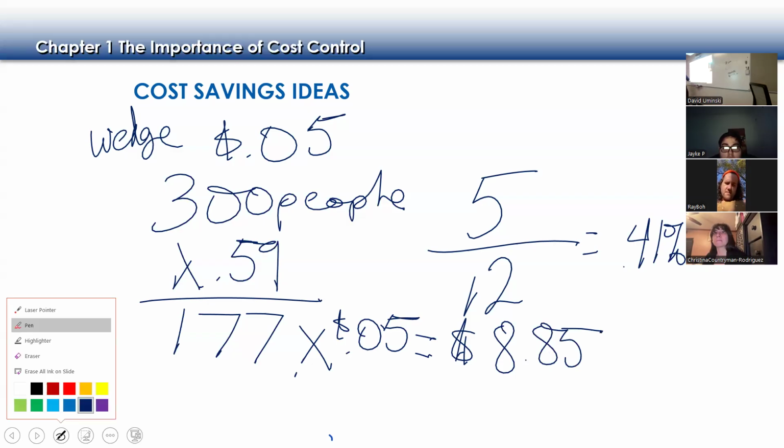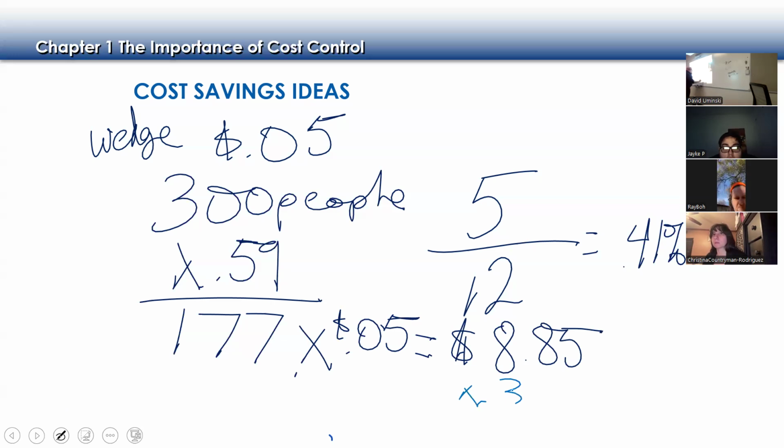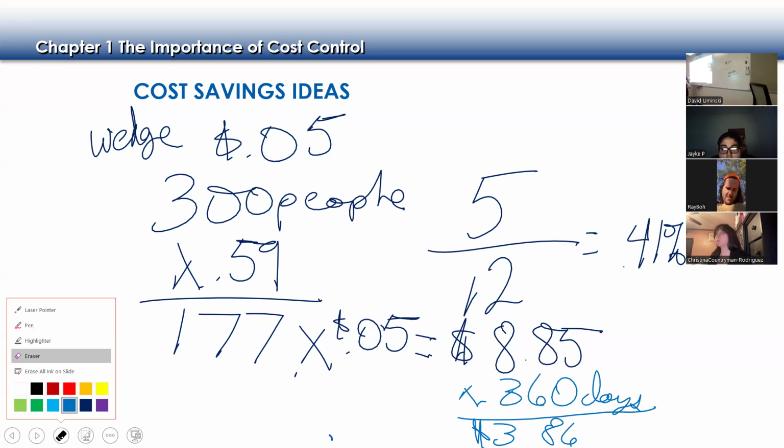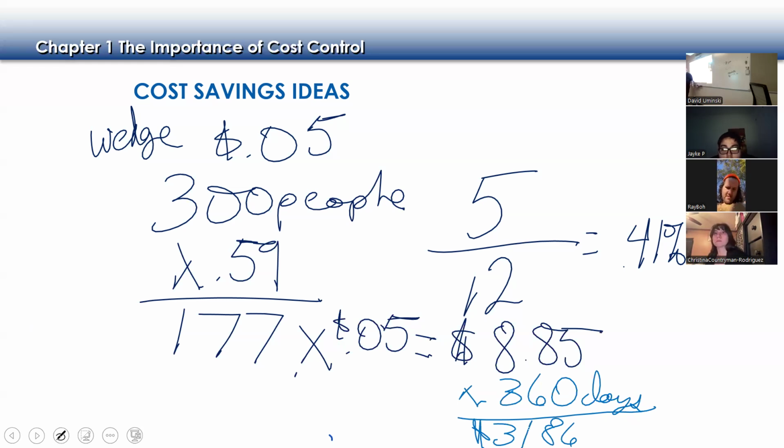Now, last step, multiply that by 360 days because we're closed for 5 days of the year. 8.85 times 360 is 3,186. Okay, thank you. Still $3,000 on a lemon wedge.